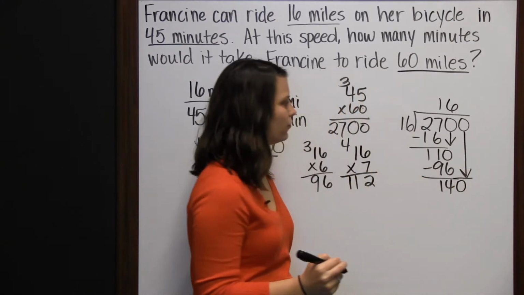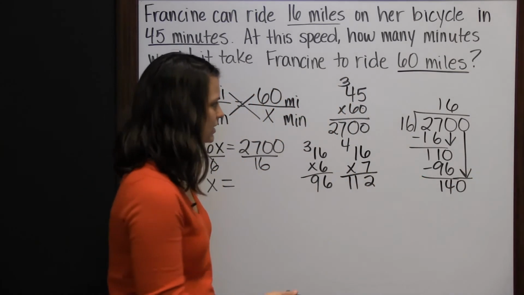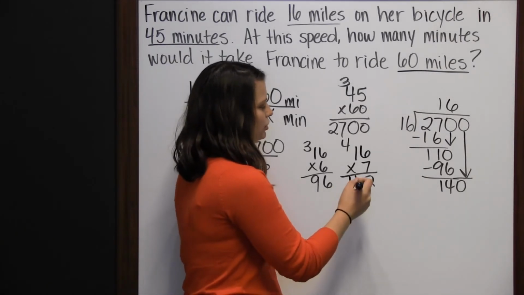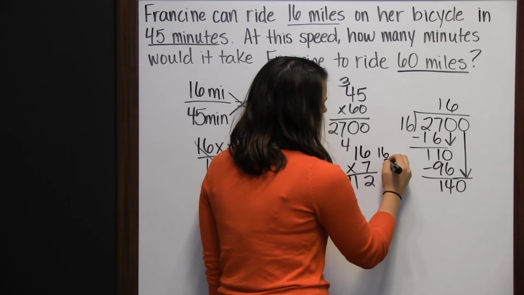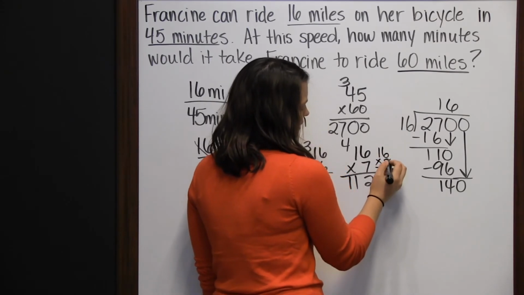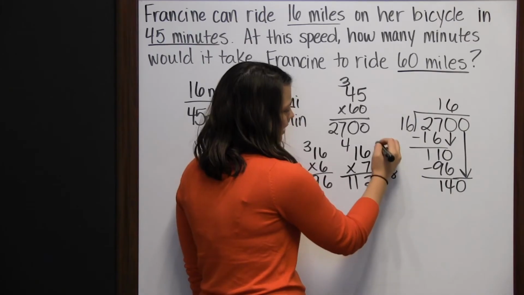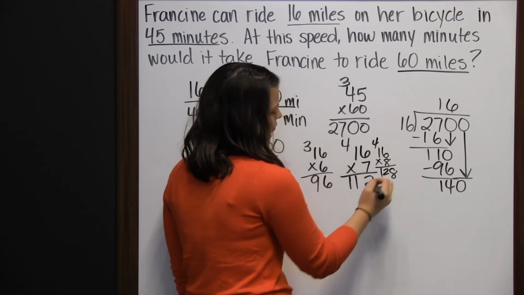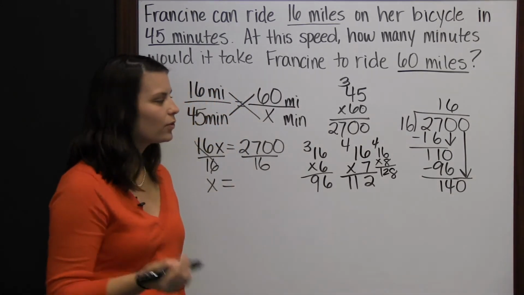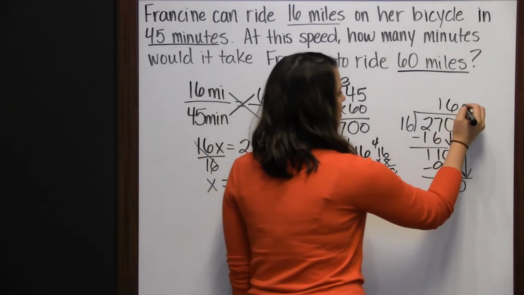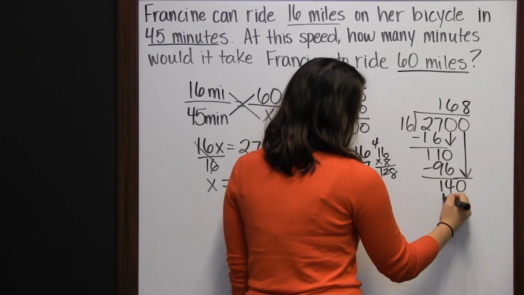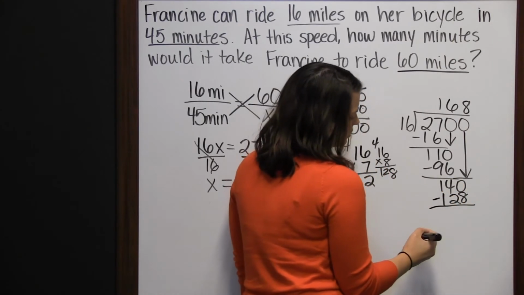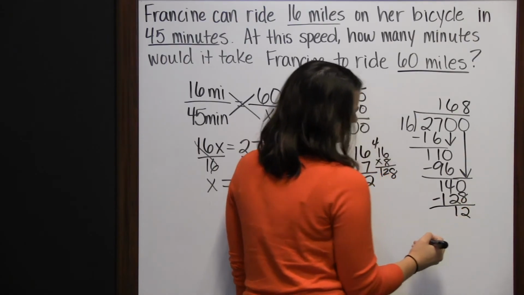So we have 140. So I know 16 is going to go into 140 at least 7 times, but it should go even more than that. So let's see what 16 times 8 is. 8 times 6 is 48. 8 times 1 is 8, plus 4 is 12. And that's all we're going to be able to do, so 8 times, and we get 128. And when we subtract those numbers, we get 12.